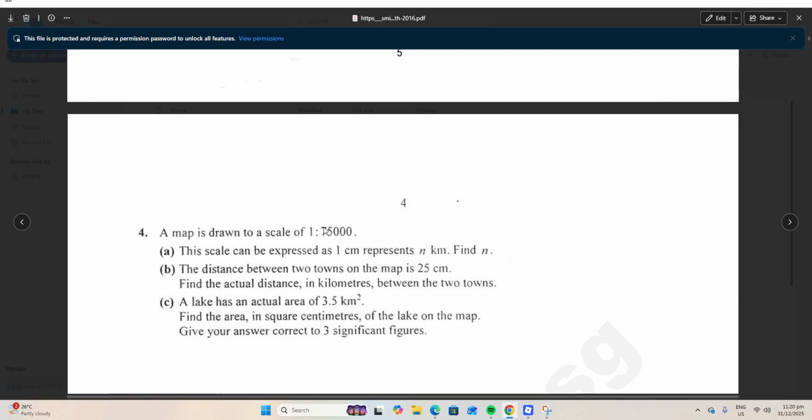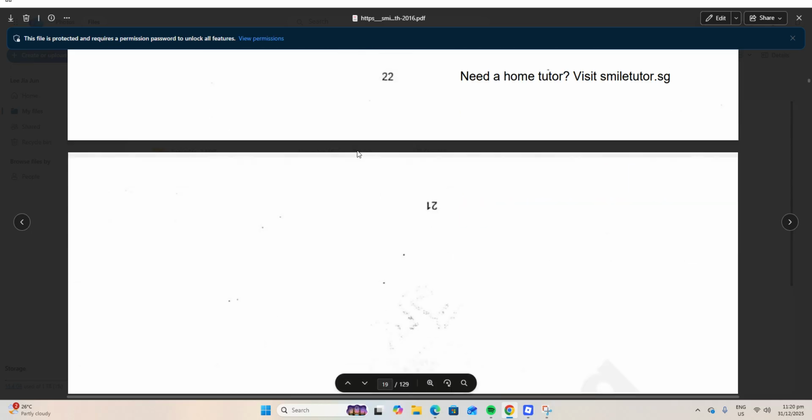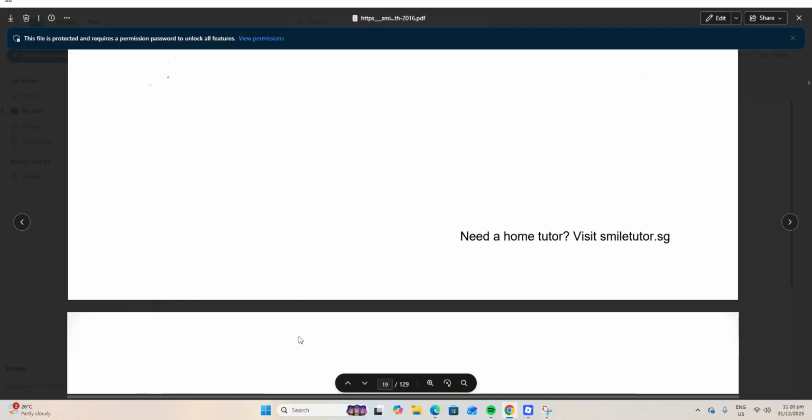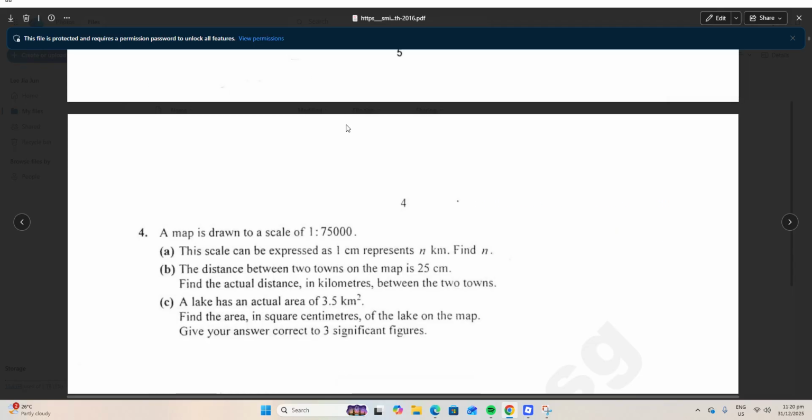How do you do it? First of all, cm you have to divide by meters, right? So you have to divide by 100 to give you meters. Then divide by another 1,000 to give you number of kilometers. Okay, the answer will be 0.75 if you do the conversion correctly. Divide by 100, then divide by 1,000. 100 is to find the meters, 1,000 is to find kilometers. Fine. The next is to find n.